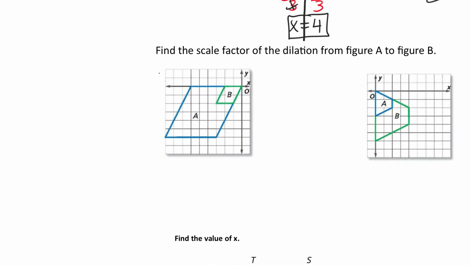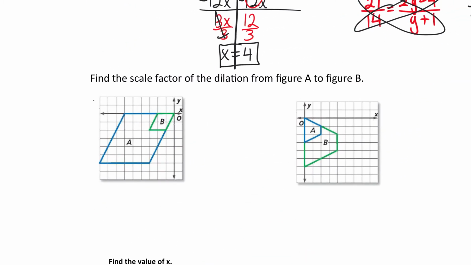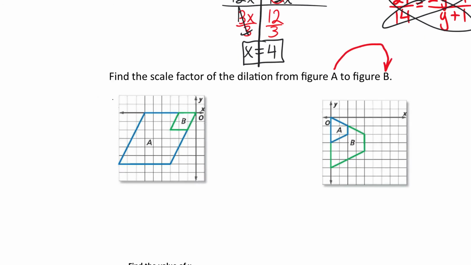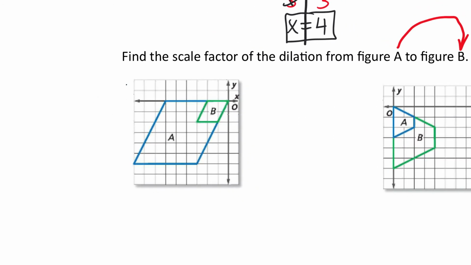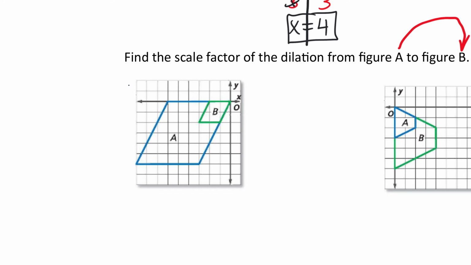Okay, next one. We're looking for the dilation from A to B. That's important. From A to B. So I'm just going to look for a side that's easy to count. This side right here, I can count real quick and easy. On A, how long is that side? 6 units. How long is that same side on B? 2. Now we're going from A to B, so you're just going to put 2 over 6. You're going to put the new over the old.